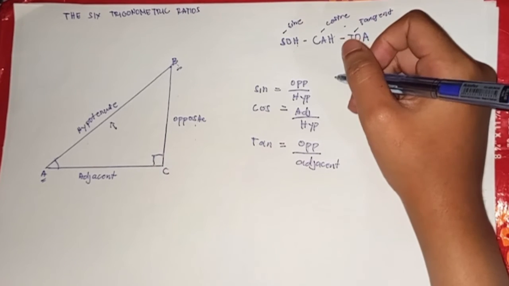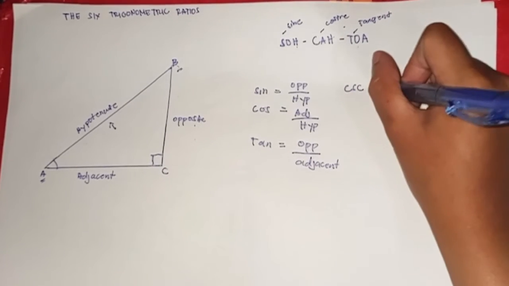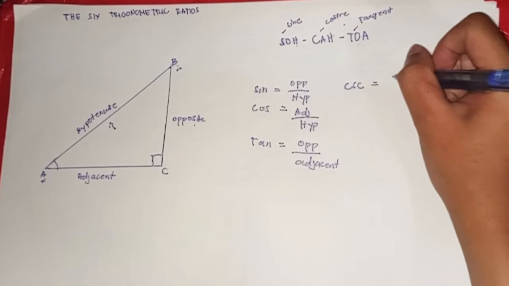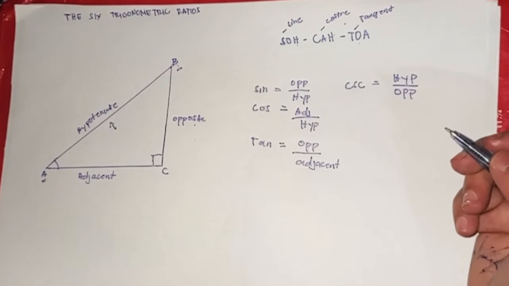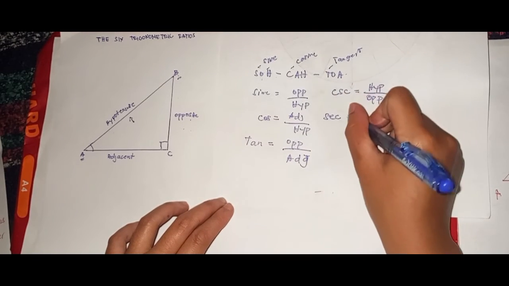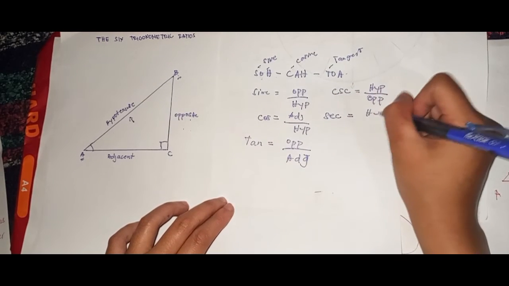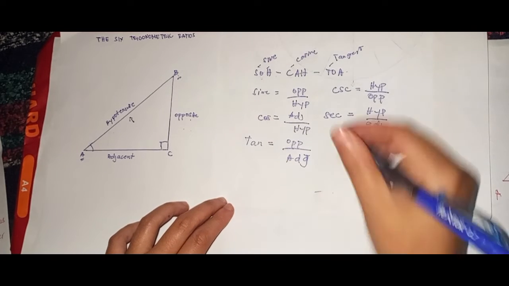So the reciprocal of sine is the cosecant. So the cosecant is hypotenuse over opposite. The reciprocal of cosine is the secant, hypotenuse over adjacent. And for tangent, we have cotangent.